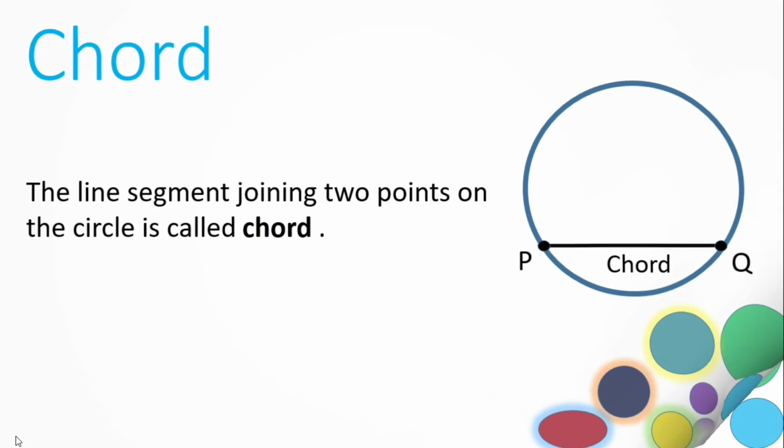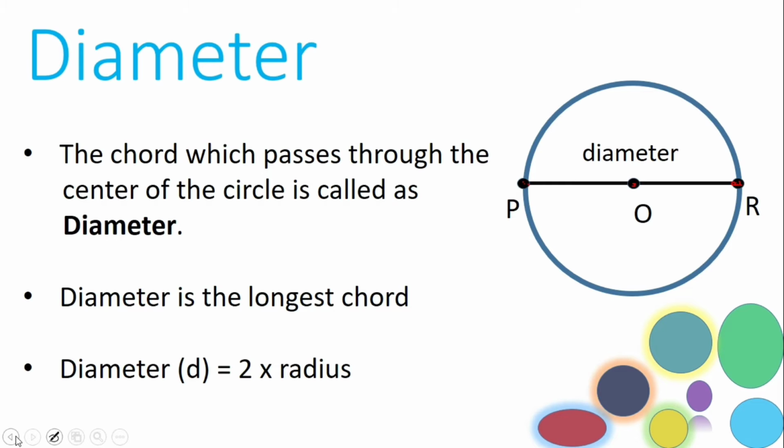After the chord, the next term we have is the diameter. As you can see in the diagram, I have marked 2 points on the circle, P and R, and the center is denoted by O. So the line segment joining the 2 points P and R and also crossing through the center is known as the diameter. The next important thing about the diameter is, can I say that the diameter is a chord of the circle?